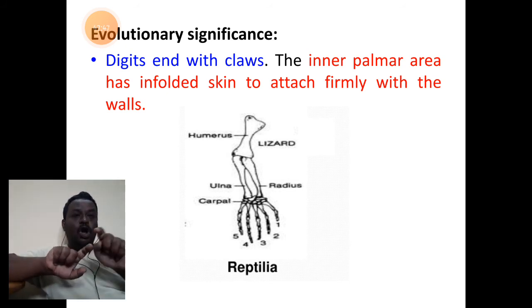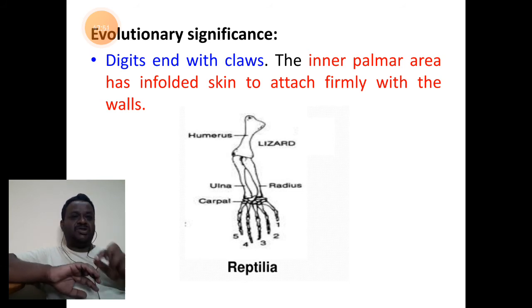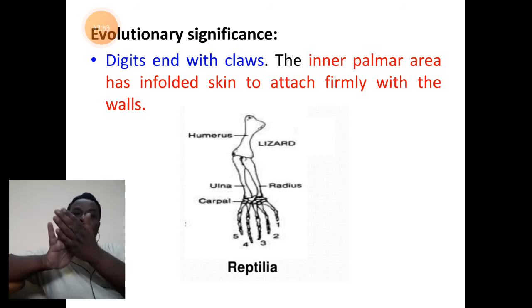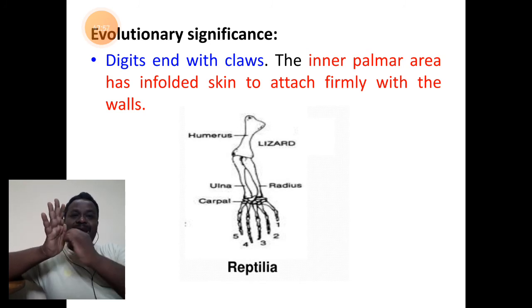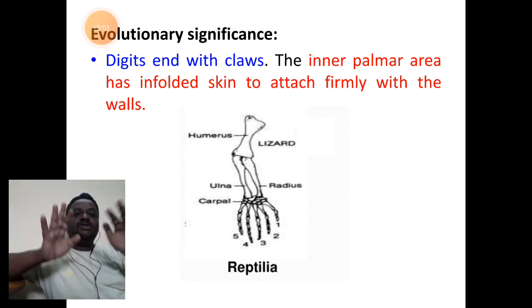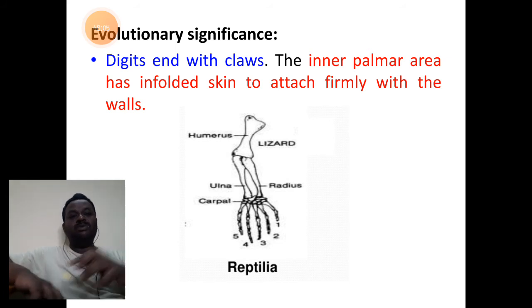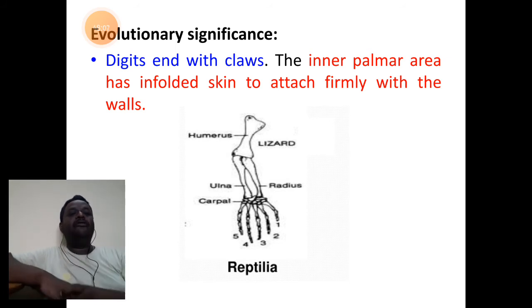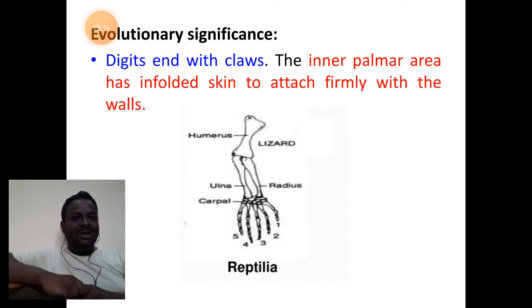Digits end with the claws. The tip of the digits will end with the claw structures. Then the inner palmar region has the infolded skin, so paper-like structures are seen. It is to attach the animal firmly onto the walls for the movement so that it will not fall down. So, that's the advantage, that is the modification that the organism possesses in the forelimbs.